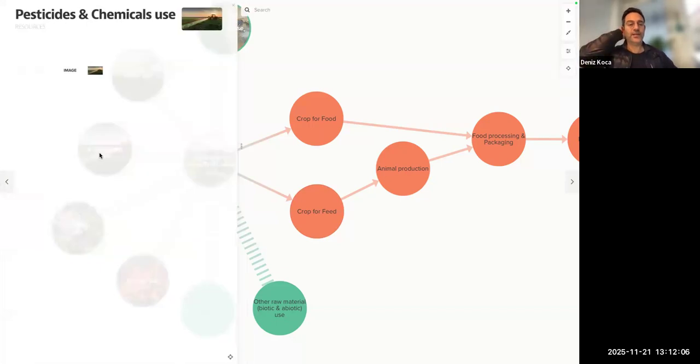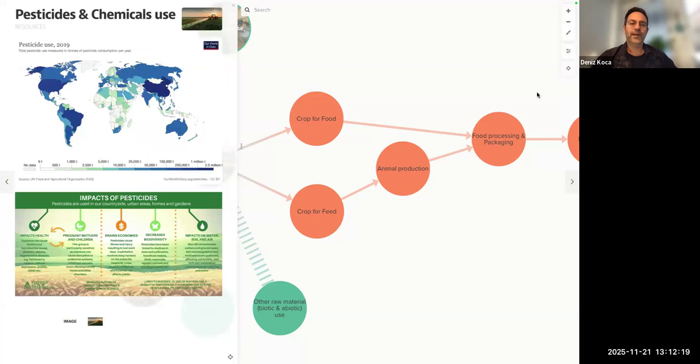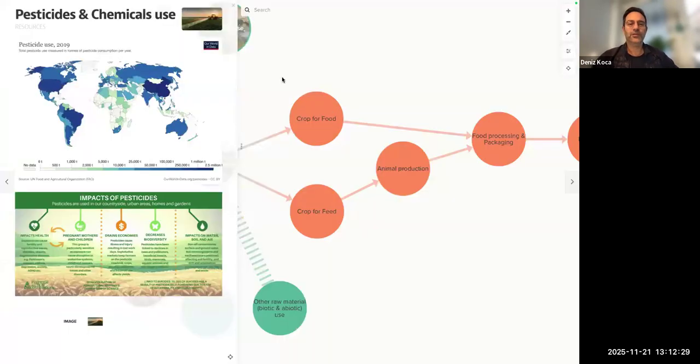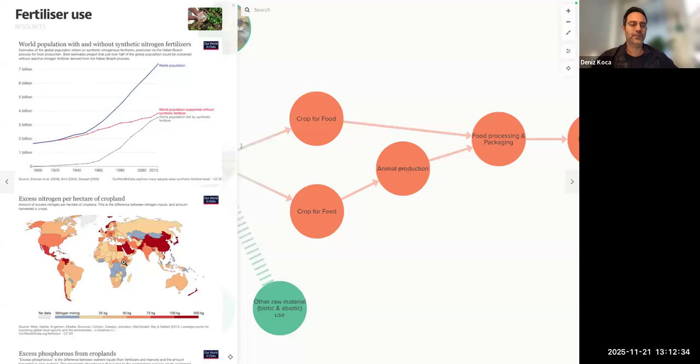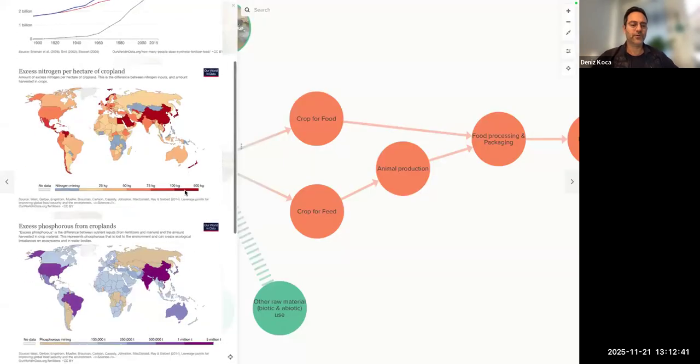Looking into pesticides and chemicals, you can see the major global agricultural countries or regions where we just spread all the pesticides. And you all know the impacts of pesticides, both on human health and soil health, so I won't go deep into that, but it's a major problem. Similarly, the use of fertilizers is very much similar in these agricultural regions globally. This is nitrogen, but the same thing goes for phosphorus.